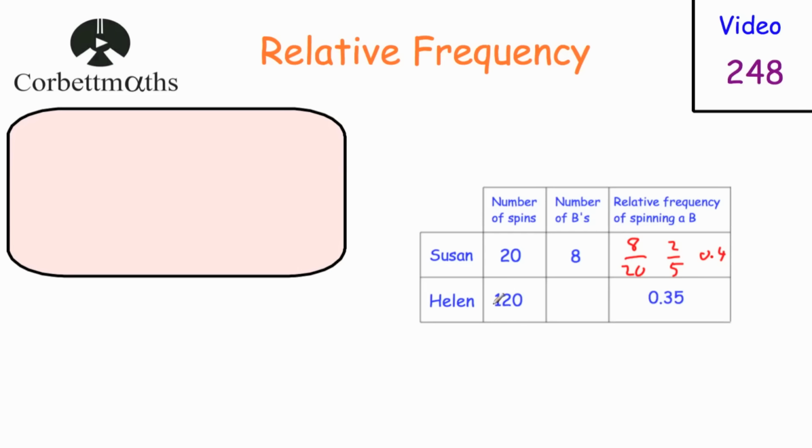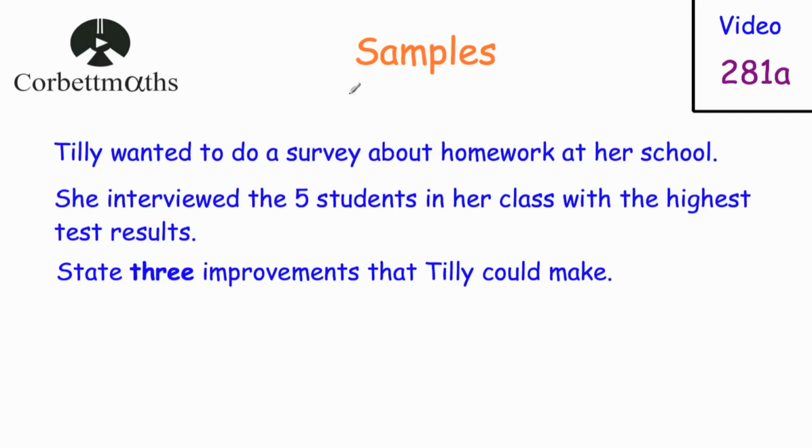Thinking back to M5, we had a topic called expectation, where to find how many times you expect something to happen, you just multiply the number of trials by the probability. So if you multiply the relative frequency of the experimental probability by the number of trials, it'll tell you how many successes you had. So if we multiply 120 by 0.35, that will tell you how many times Helen's spinner landed on a bee whenever she spun it. So that would be 42. And that's it. Okay, let's have a look at our next topic.